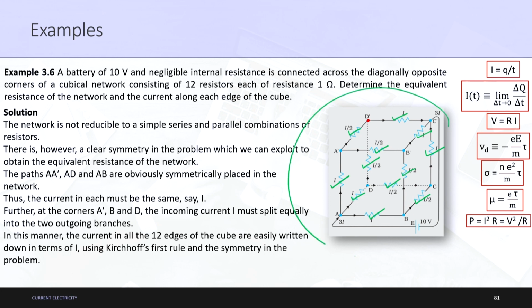So the concluding part of this lecture was that I explained the two rules of Kirchhoff, and then finally I explained how using these rules we can divide the currents in different resistors if it is a complex resistor network.